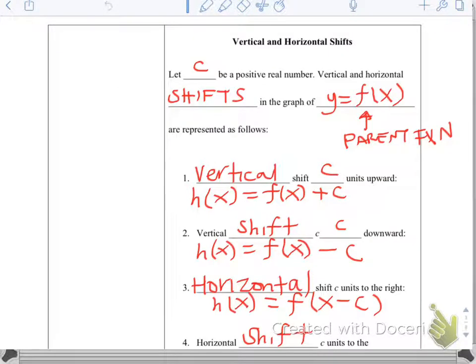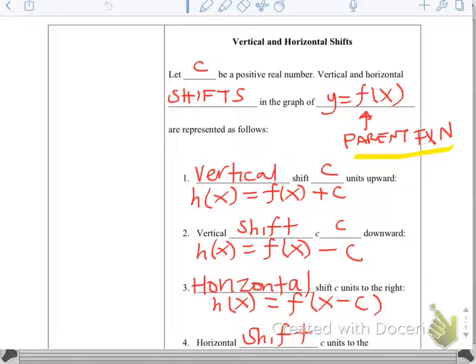So let's look at this, and I know a lot of times when I give you a lot of letters and everything, it can be confusing, so I don't want to confuse you, but I want to give you formally what you're looking at. So I just showed you 2 examples of vertical and horizontal shifts. So what's going on is this. If c is some positive real number, vertical and horizontal shifts in the graph of y equals f of x are represented as follows. Keep in mind that your f of x function will represent your parent graph.